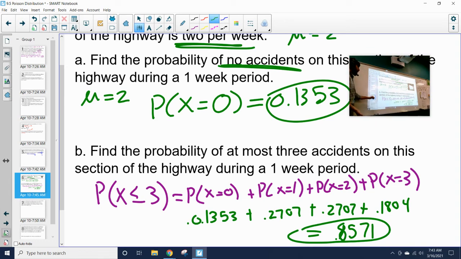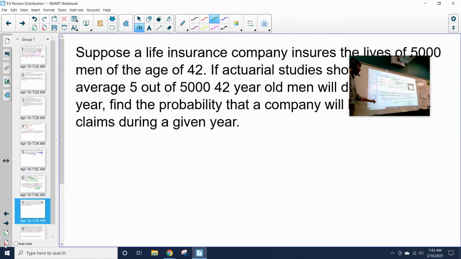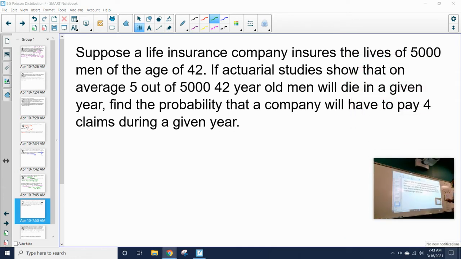Yeah, that's pretty much your Poisson distribution once again. Very similar to binomial distribution. We're just using that chart almost exactly the same. So suppose a life insurance company insures the lives of 5,000 men who are 42. If the actual study shows that on average 5 out of 5,000 42-year-old men will die in a given year, find the probability that the company will have to pay 4 claims during the given year.